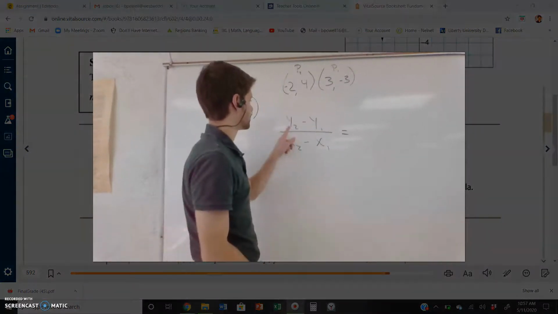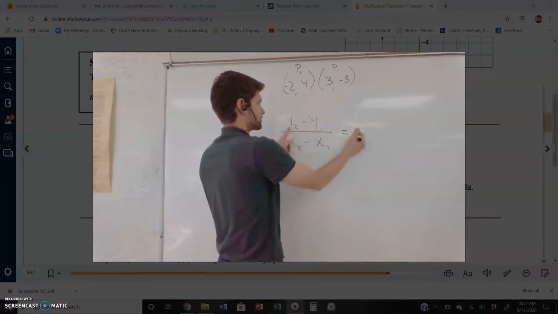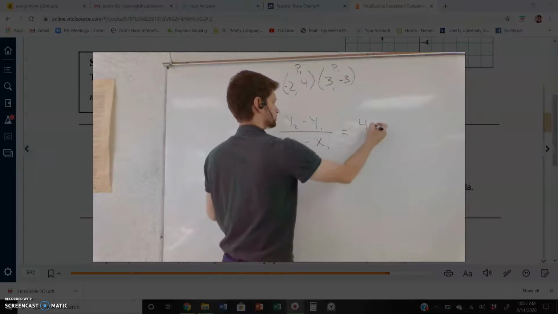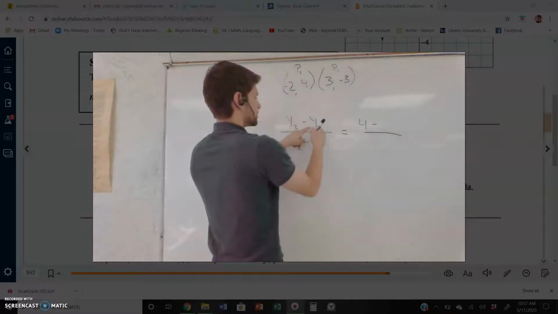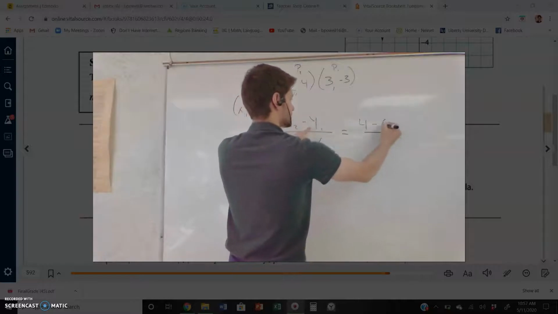Let's plug it in. Y from point 2. Oh, look, point 2 is here. So the y from point 2 is 4 minus the y from point 1. Here, point 1 is negative 3.